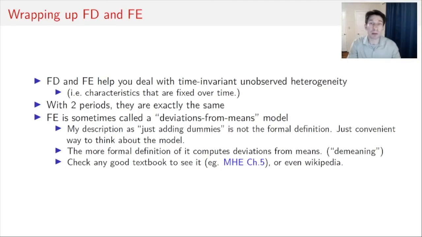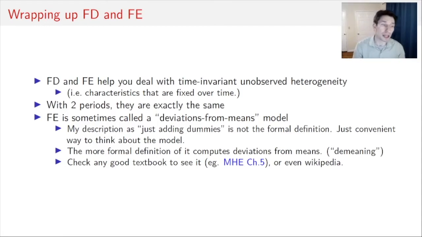So let's wrap up on first differences and fixed effects. First differences and fixed effects are both methods that help you deal with time invariant unobserved heterogeneity. That is just jargon to say characteristics that are fixed over time. So with two periods, those two are exactly the same, but with more than two periods, they're not the same, and most of the time people prefer to go with fixed effects.